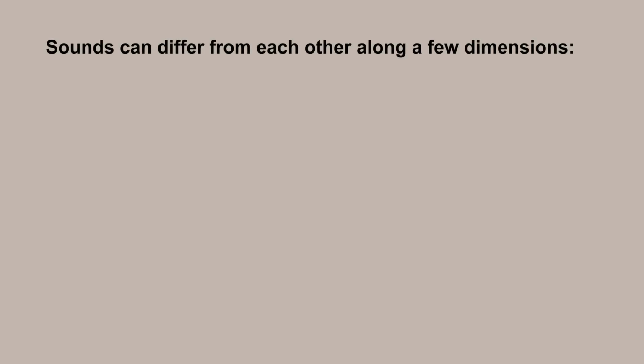Well, the different things in your environment make different sounds. Sounds can differ from each other along a couple of different dimensions. They can be quieter or louder, which means that they make the air particle vibrate less vigorously or more vigorously. This is also called amplitude or magnitude. A high amplitude sound makes the particles vibrate more vigorously, i.e. larger fluctuations in air pressure, so you'll hear a louder sound.